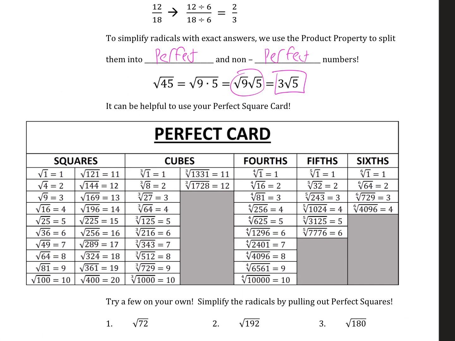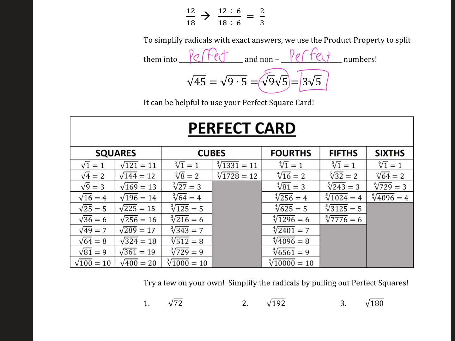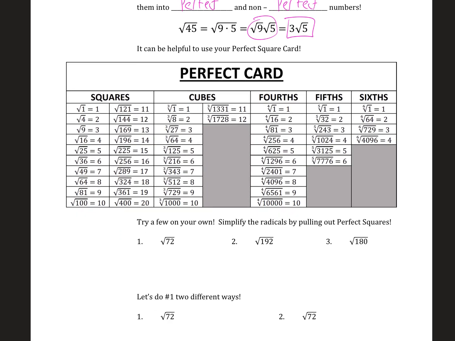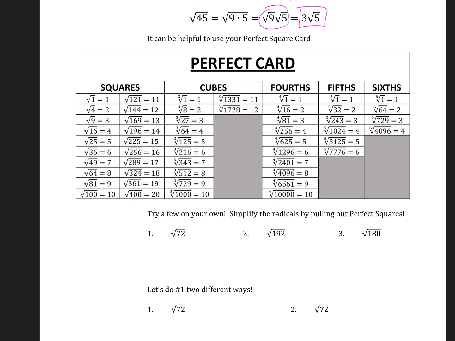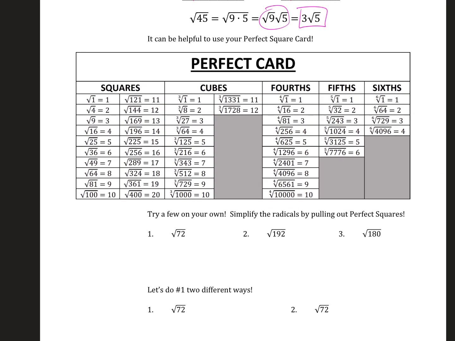Okay? It'll be useful to have your perfect square card here. So why don't you guys go ahead and try a few on your own. We're going to go through how to do this in a second here, but if you want to give them a try and see if you can refresh your memory, go ahead and try 1, 2, and 3. And then we're going to do number 1 in 2 different ways. I'm going to show you 2 different ways that I think can be helpful.